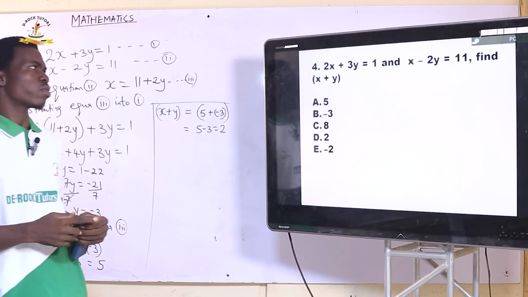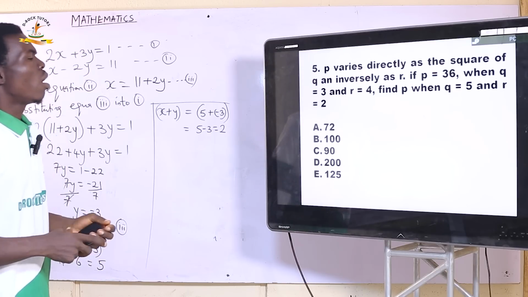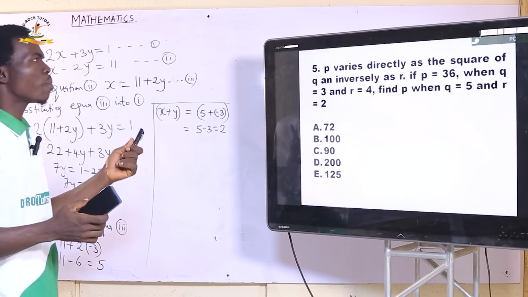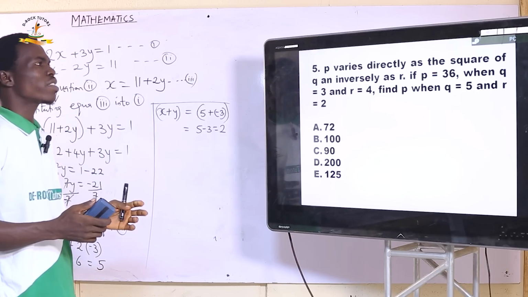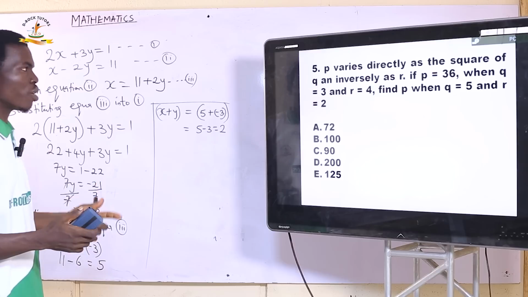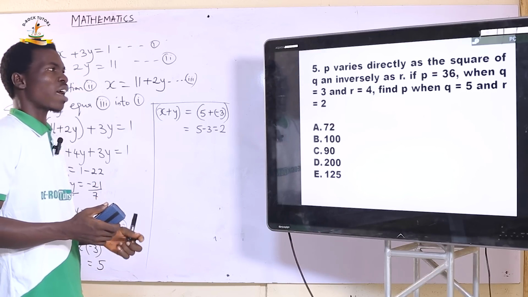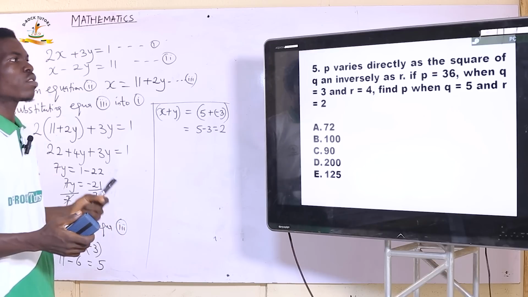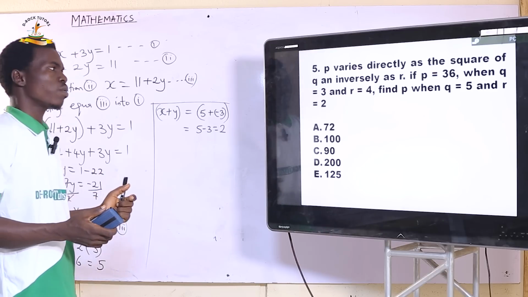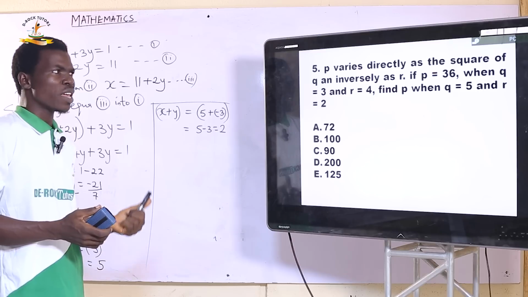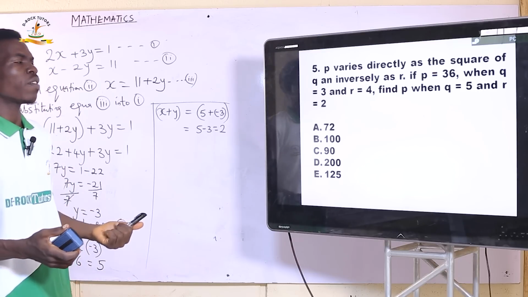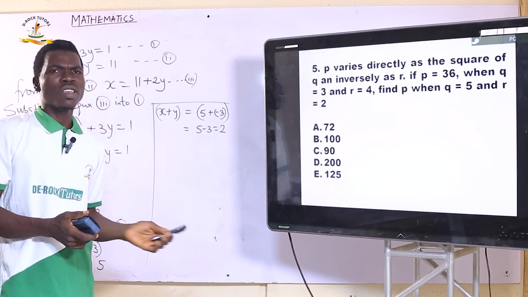Let's go to the next question. Alright, here we have a problem on variation. It says P varies directly as the square of Q and inversely as R. If P is 36 when Q is 3 and R is 4, find P when Q is 5 and R is 2. So this is a variation.